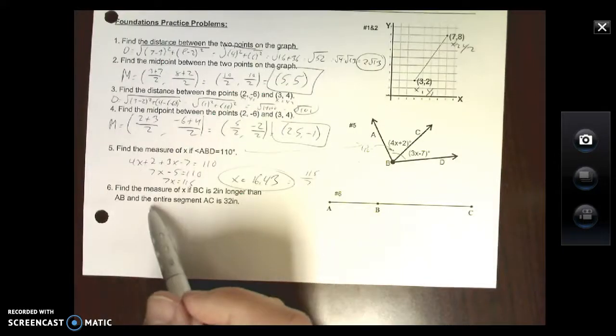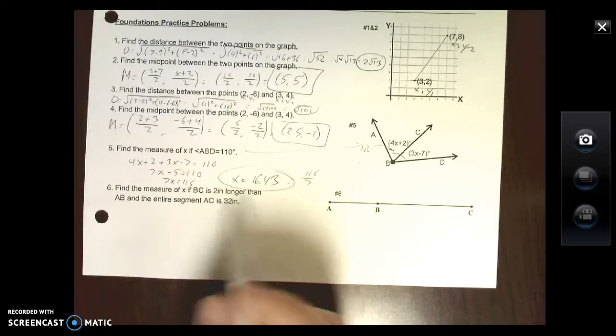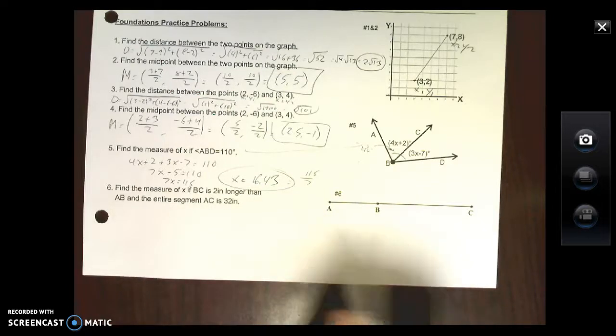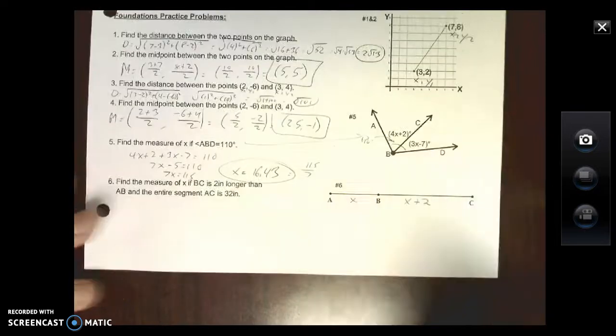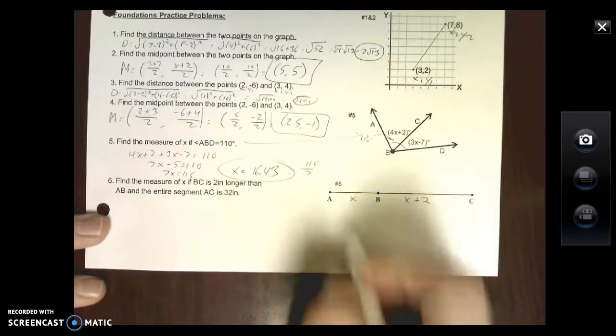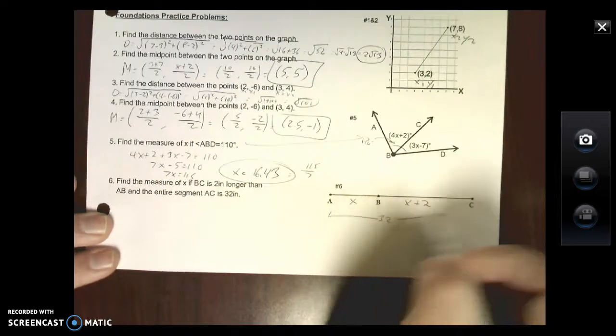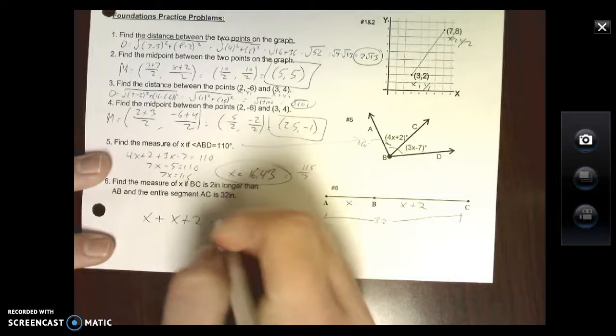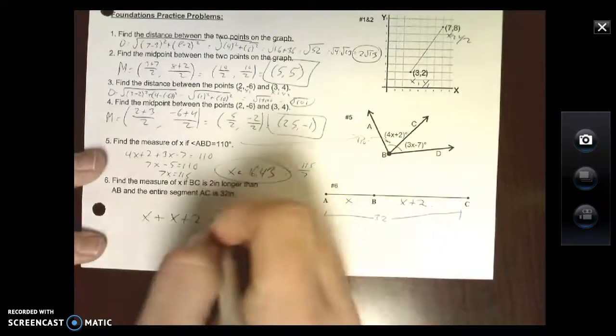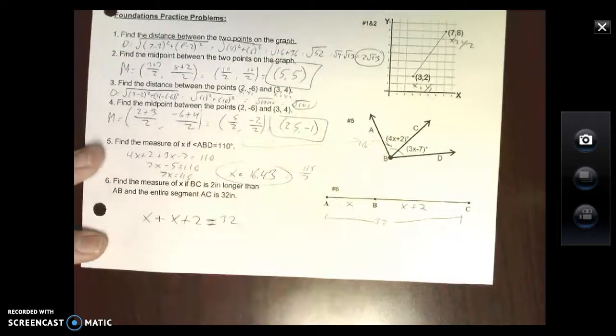Number 6, find the measure of x if BC is 2 inches longer than AB. So I'm going to call AB x, and this is 2 inches longer, so I'm going to call it x plus 2. And the entire length is 32 inches. Okay, so I can do x plus x plus 2 equals 32. Again, this is just the segment addition postulate.